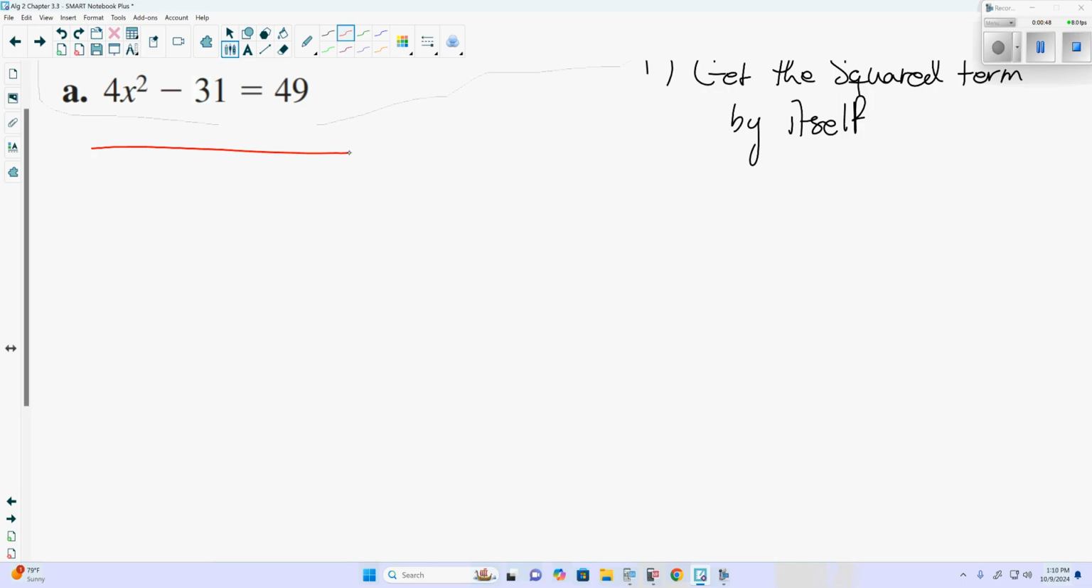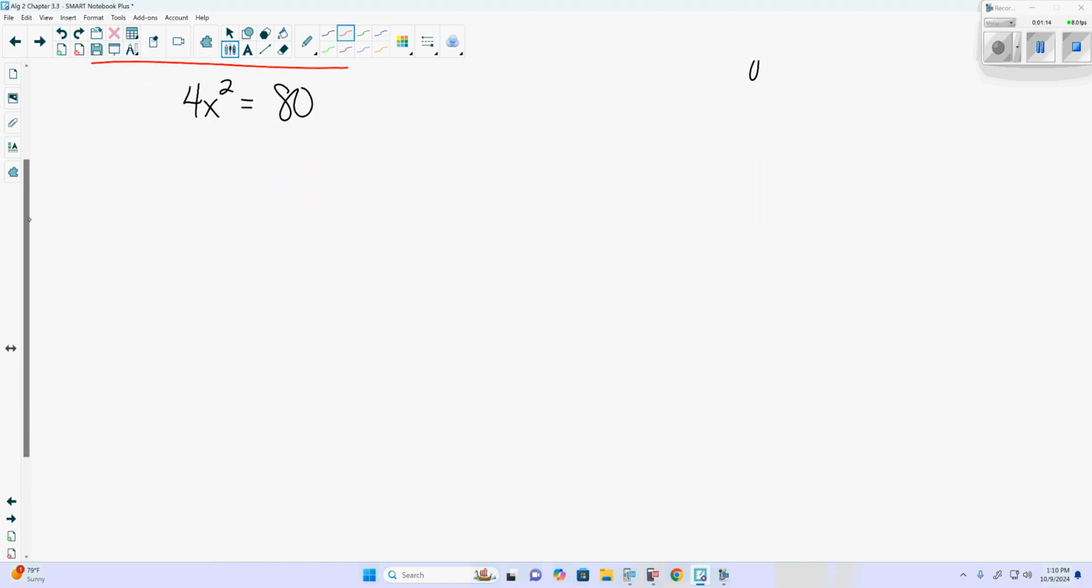So here we do have a squared term. We do not have an x to the first. So the first thing we need to do is get that squared term by itself. So the first thing we can do here is add 31 to both sides, because our negative 31 plus 31 is 0, leaving us with 4x squared is equal to 80.